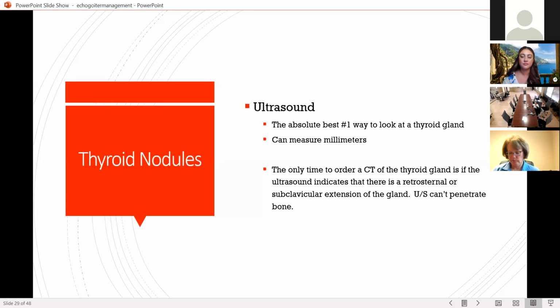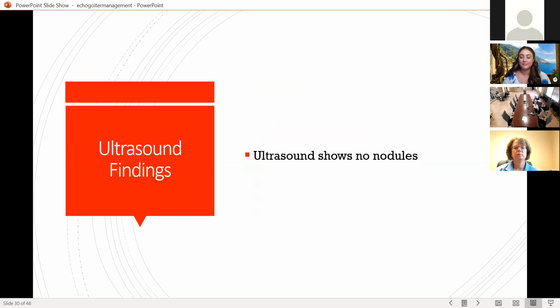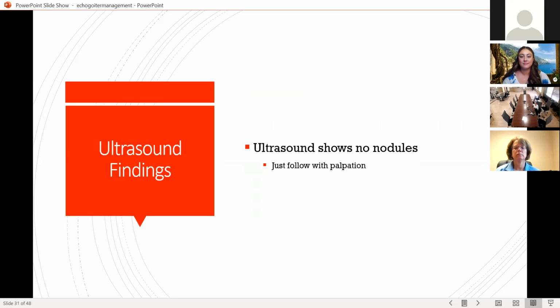So you need a CAT scan to assess how far down that is going, so that when you're sending them to surgery or whatever, they know how deep they're going to have to go in there. Next slide. Okay, so your ultrasound shows no nodules. Next slide. Okay, then what do you do with that thyroid that maybe could be a little plump?